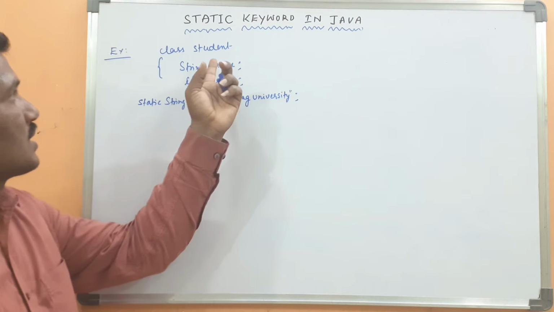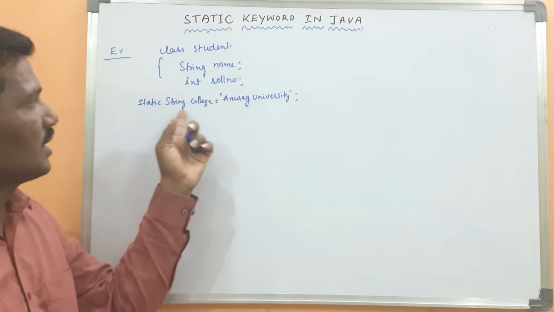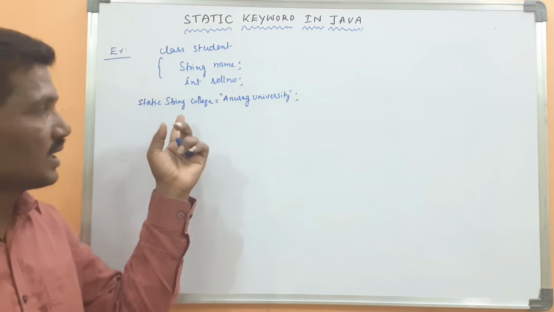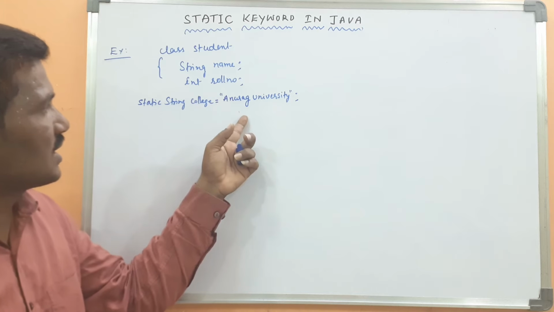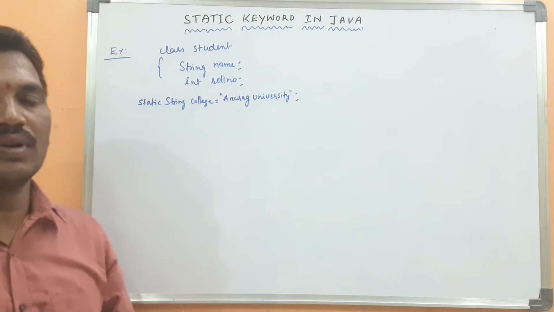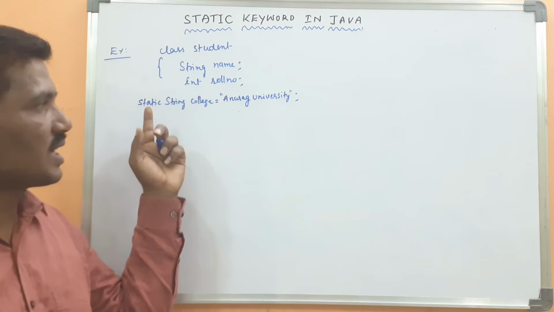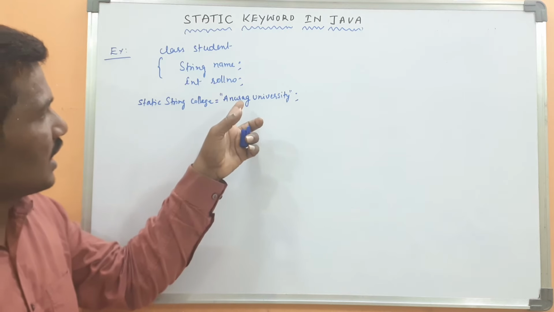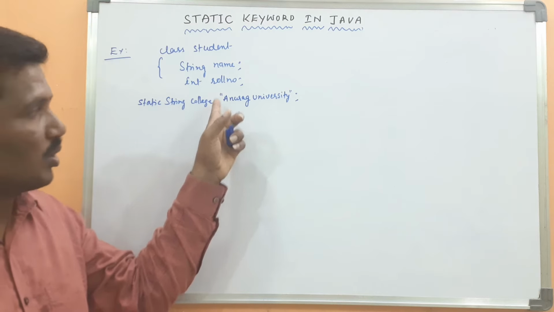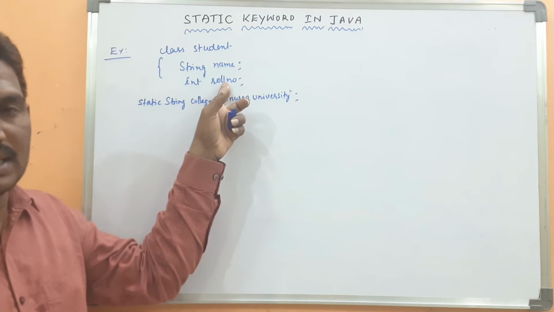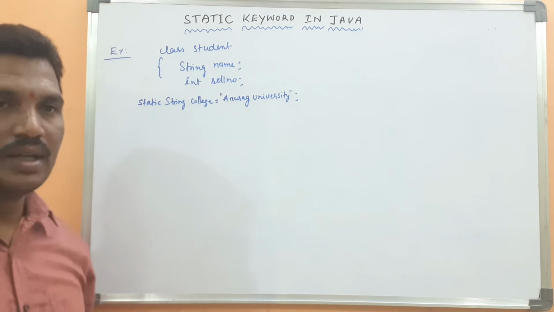Because the student has two instance variables, name and roll number. The other one belongs to static. Why did I declare college as a static variable? Because Adiraj University is the college. It is a common property of all the students. That's why it is declared as static, because the memory will be allocated only once to the static variable at the time of loading the class. But name and roll number are instance variables. Whenever the object is created, the memory will be allocated to name and roll number.